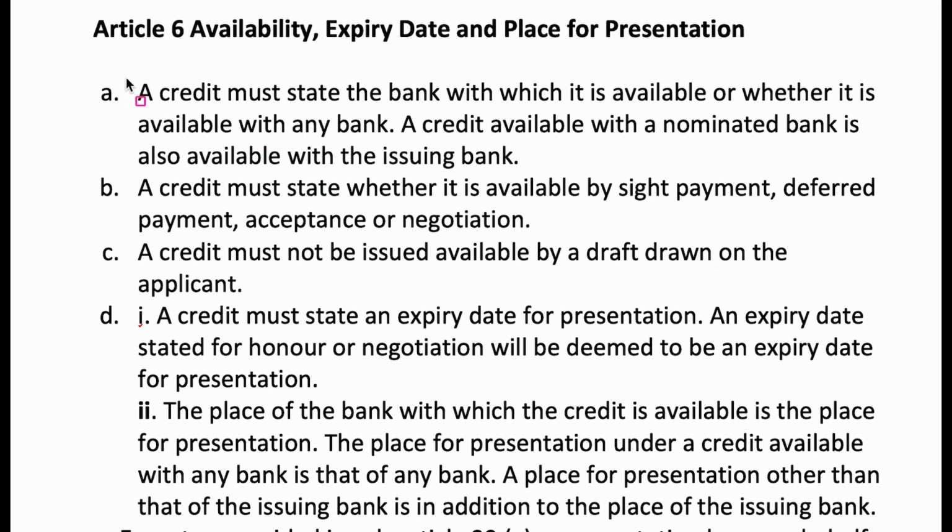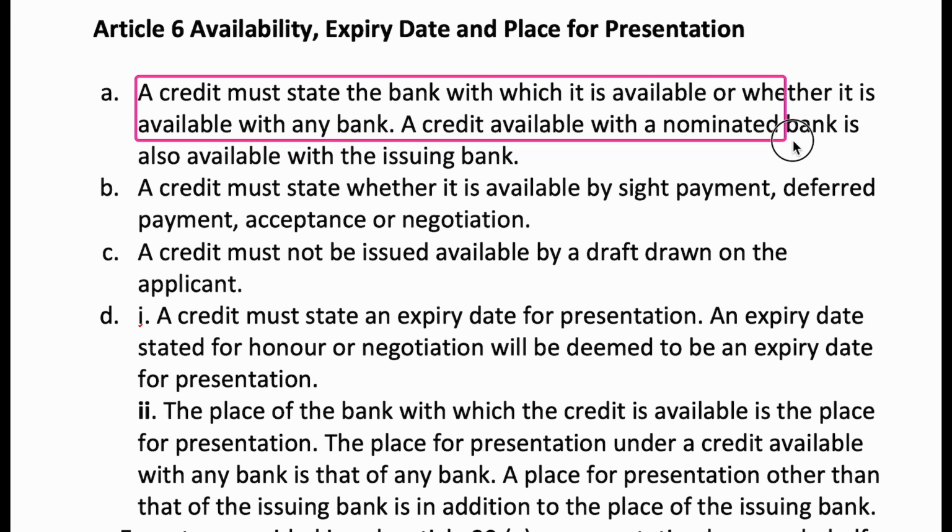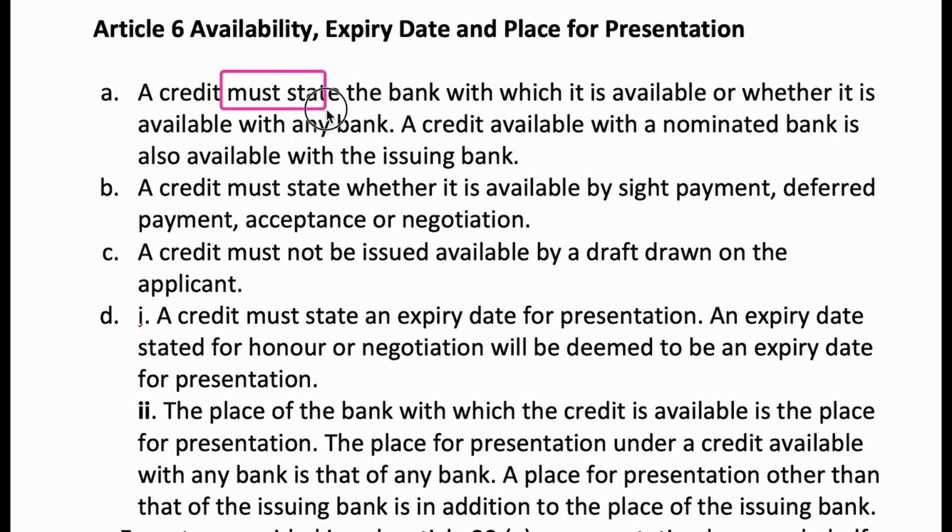Now let us continue with Article 6A. A credit must state the bank with which it is available or whether it is available with any bank. So this is again a mandatory field in an LC. So a credit must state with which it is available, or what is the nominated bank, right? Next one is Article 6B.